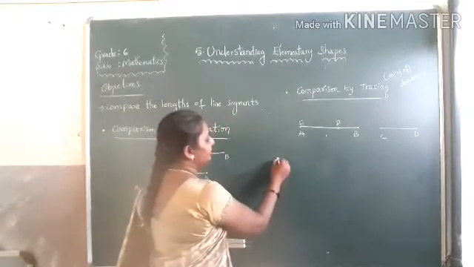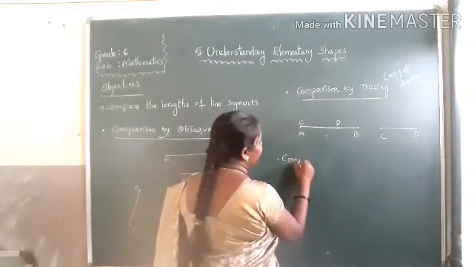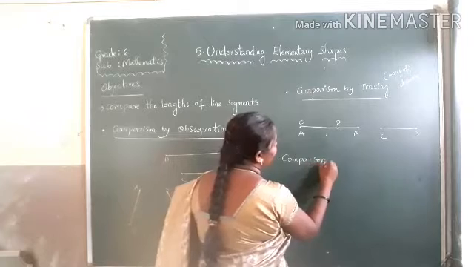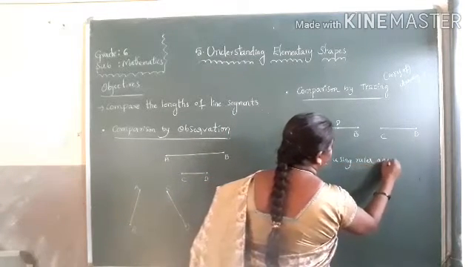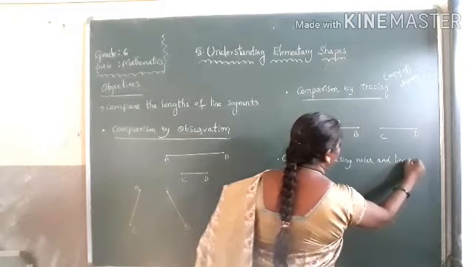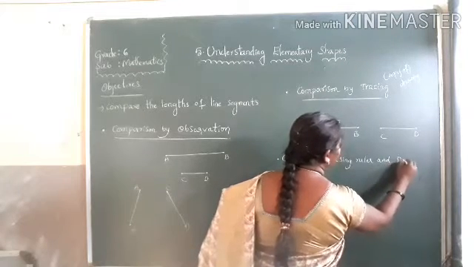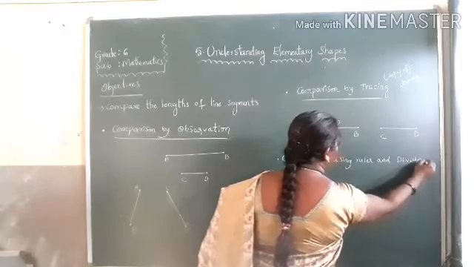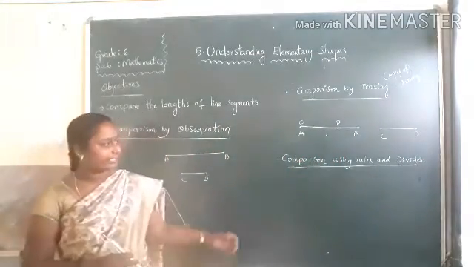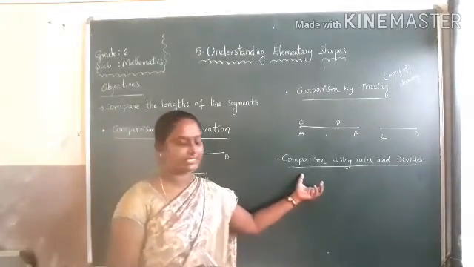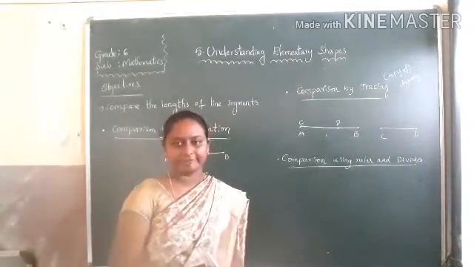We go for the third one, which is comparison using ruler and divider. Comparison of line segments using ruler and divider.